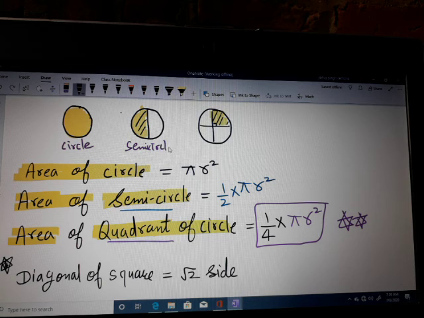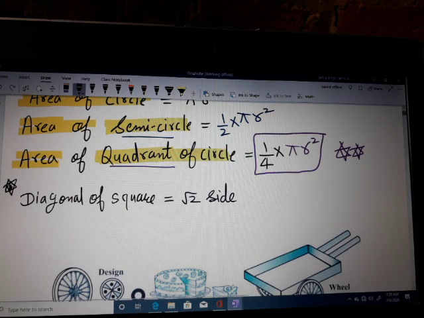And the third one is shown by the quadrant colored in yellow. This part is the quadrant of the circle, whose area is given by 1 by 4th of pi r square. Please note down these very important results. And next, the last one, this important result is also very useful.